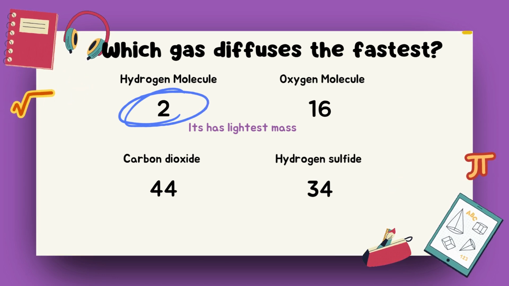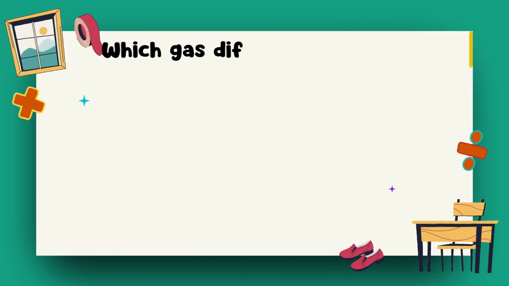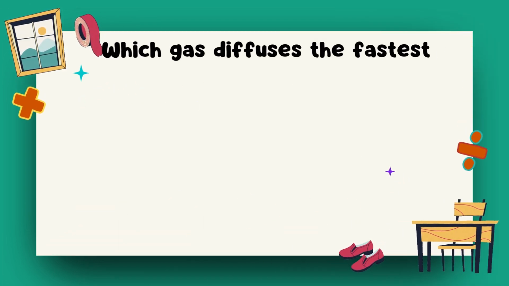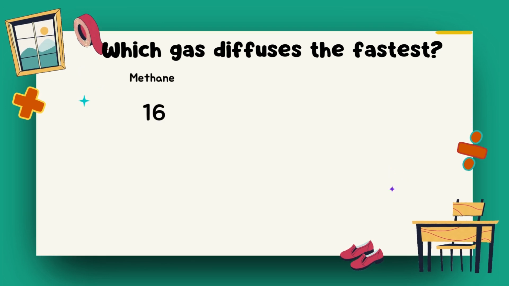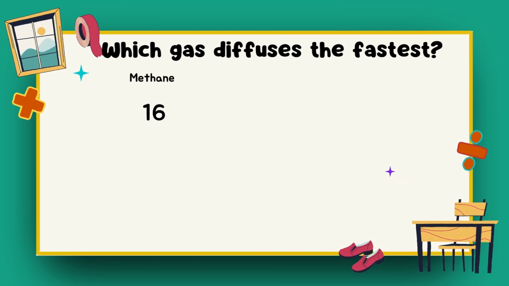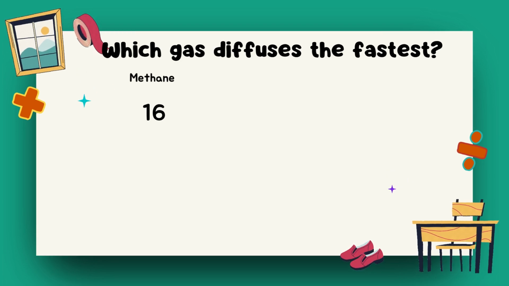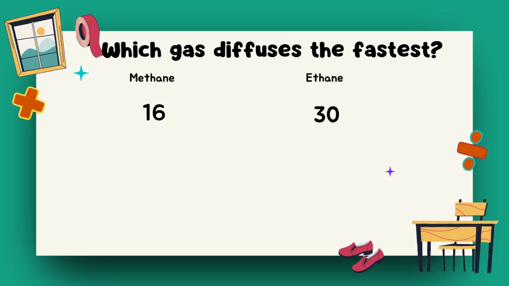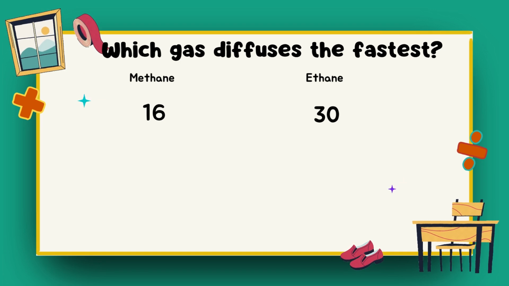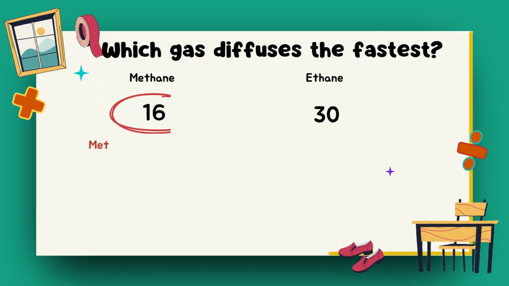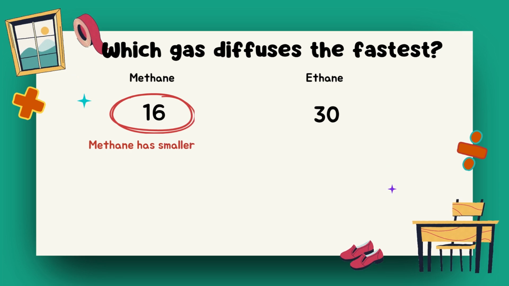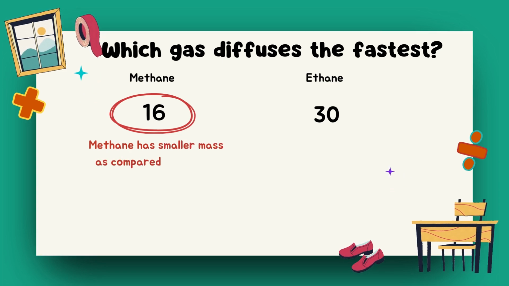Then again, let's see which gas will diffuse the fastest from these two. Methane 16 and ethane 30. We calculated it in the previous slide. Methane 16, ethane 30. So here the gas which diffuses the fastest is methane because it has a smaller mass as compared to ethane.